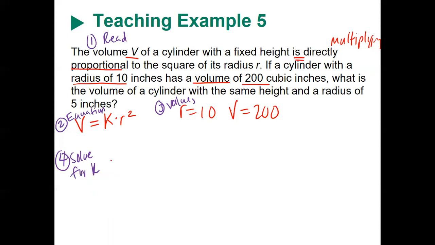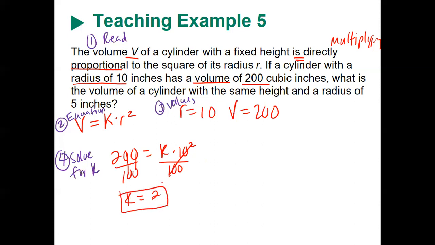So we have V, which is 200, equals K times 10 squared. In order to get K by itself, we're going to divide by 10 squared. And what is 10 squared? 100. So we now solve for K. What is K? K is 2. K is just 2.